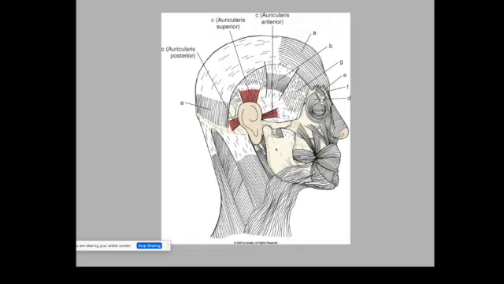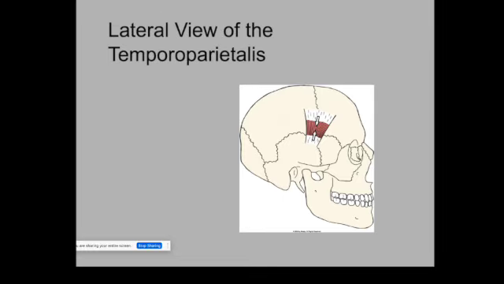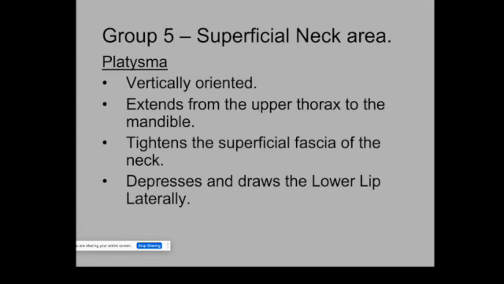So here's the auricularis. We have one on the top, front, and the back. And you can tell why animals can move their ears quite a bit. All three muscles can work. And here's the temporoparietalis, right over the temporal bone. And we're down to the last, superficial neck area.